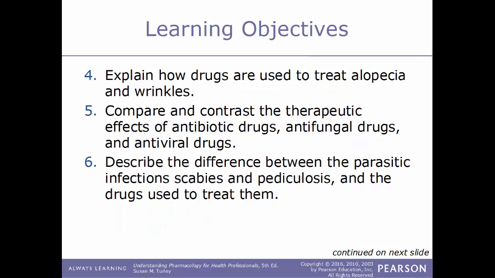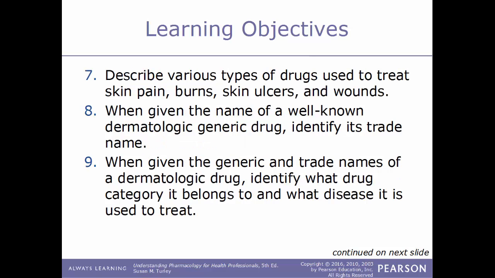Explain how drugs are used to treat alopecia and wrinkles. Compare and contrast the therapeutic effects of antibiotic drugs, antifungal drugs, antiviral drugs. Describe the difference between the parasitic infections scabies and pediculosis and the drugs used to treat them. Describe various types of drugs used to treat skin pain, burns, skin ulcers, and wounds. When given the name of a well-known dermatologic generic drug, identify the trade name.